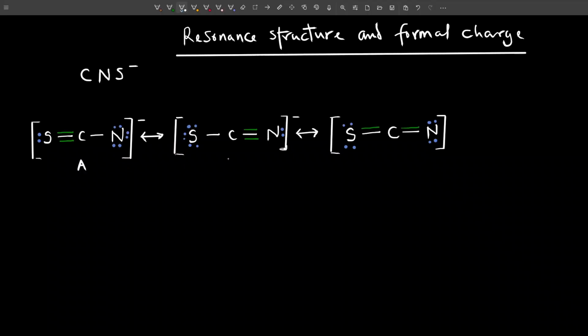Let's say this is A, this is B, and this is C. As I explained in the previous video, each resonance structure contributes to something called the resonance hybrid. One may contribute more than the other, while they may all contribute equally. But if you look at the difference in the structures, you realize that each of them will contribute differently to the resonance hybrid.